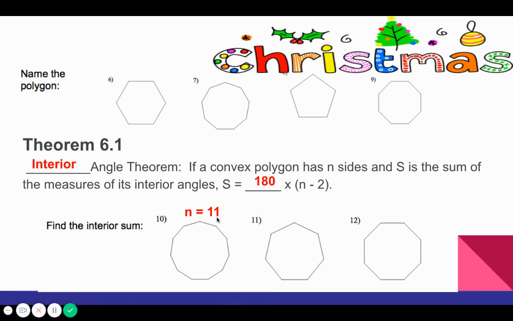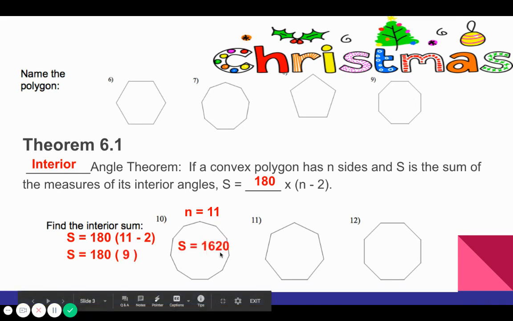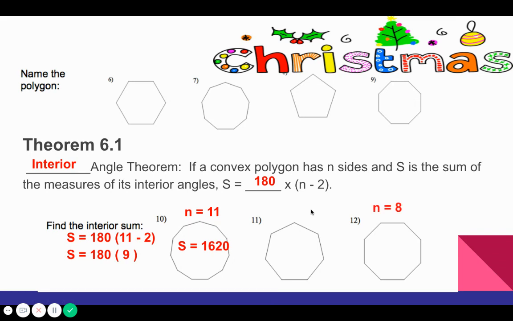That's super important. You need to know how many sides. Next, use the formula: 180 times 11 minus 2. That was n minus 2. So 180 times 9 gives me the total 1,620, and that's the total for all these angles added up inside this 11-sided figure. Number 12. Let's do number 12.